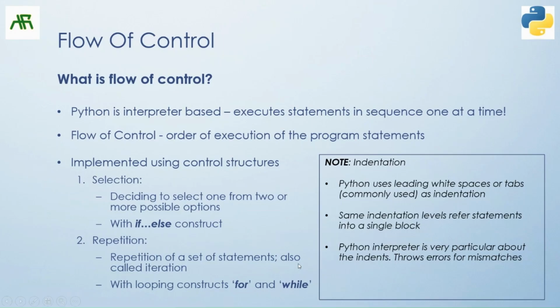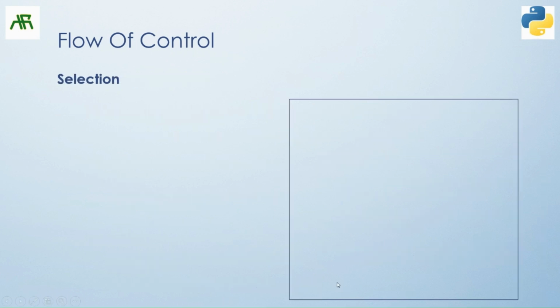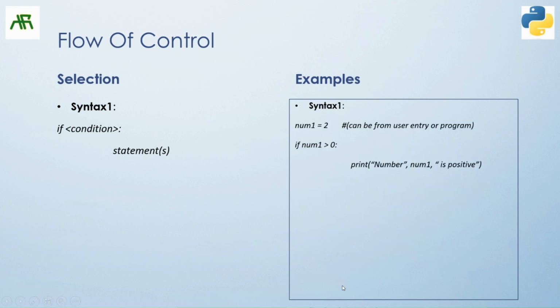Now let's look at the control structures. First one is the selection. Selection has multiple syntax, commonly three basic syntaxes. First one is if a condition is satisfied, execute certain statements. For example, I'm declaring a variable number one with value 2. If number one is greater than 0, print the text number and the number actual numeral is positive. That's one syntax. If a condition is satisfied, execute one or more statements within that if condition.